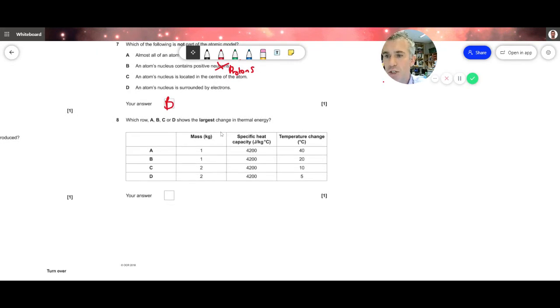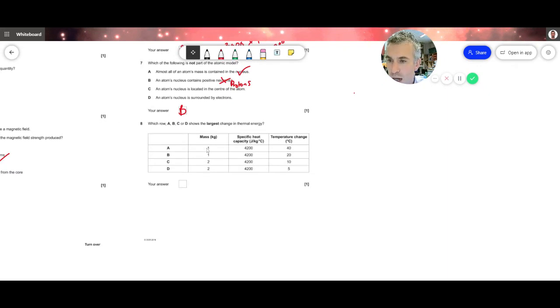Which row, A, B, C, or D, shows the largest change in thermal energy? The equation, for those of you who are interested, is mass times specific heat capacity times delta T equals energy. So it's basically this times this times this all across. These are all the same, so that's not really a factor. This one has a larger mass, but this one here has the largest temperature change. So for question 8, the correct answer is A.